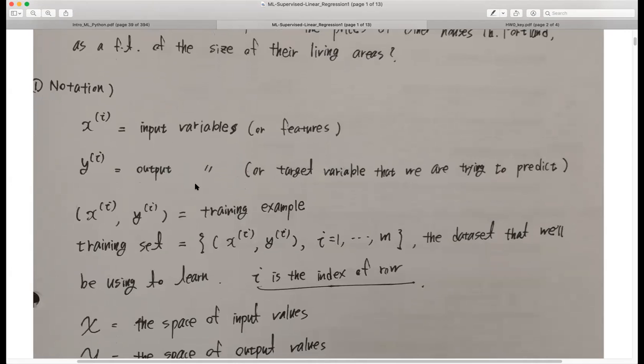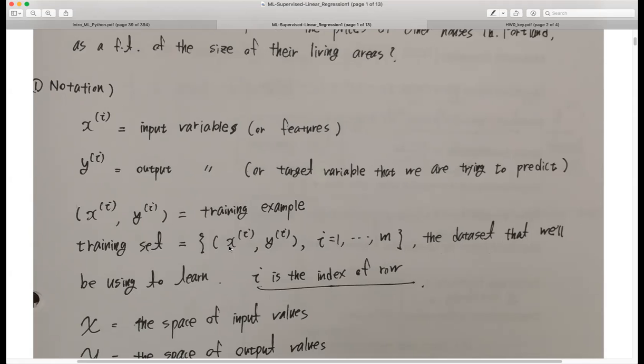Now, x upper i, y upper i is called a training example. With i going from 1 through m, that is the training set, the data set that we will be using to learn. This is given. When you collect the housing information in Portland, using exploratory data analysis we extract that training set. Here i is the index of the row.